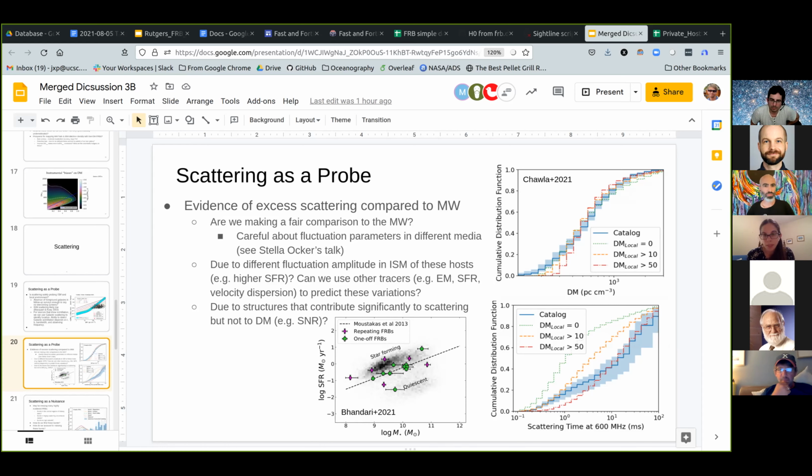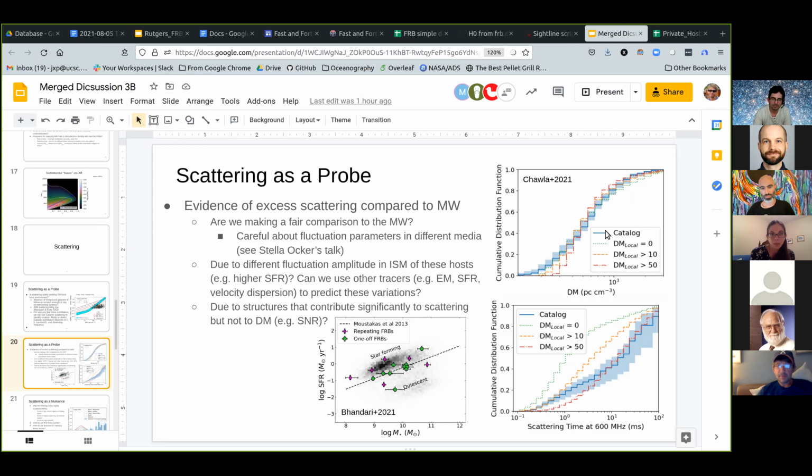But I think that there's a lot that we need to think about here before we try to interpret these. So when we're looking at scattering, in this case, we could be probing two different things. So we could be probing the interstellar media, if we're convinced that we're looking at the host galaxy and the contributions of the host galaxy. But also looking at specific structures that are contributing to scattering that are not part of the normal turbulent spectrum in the interstellar medium.